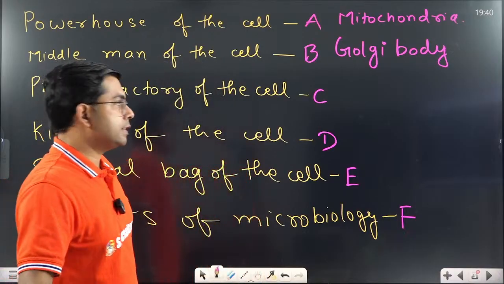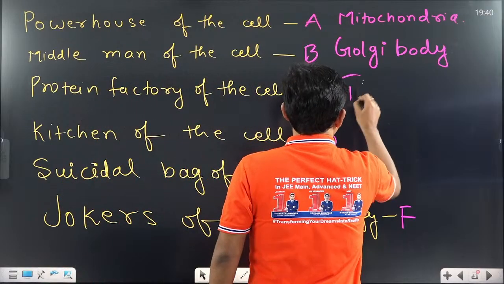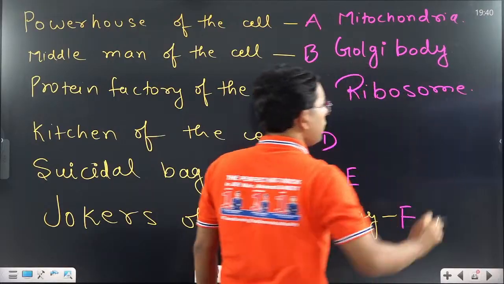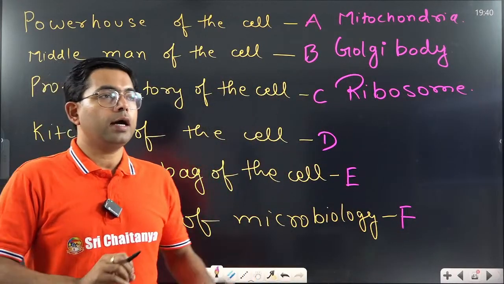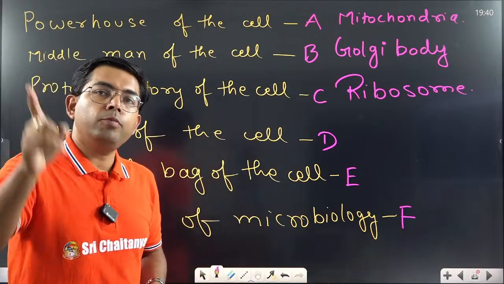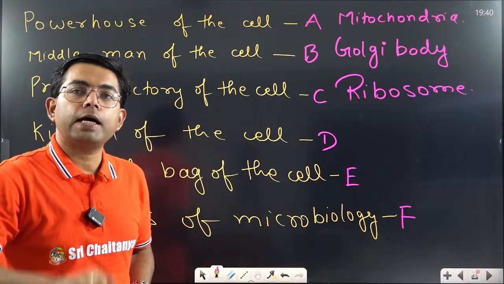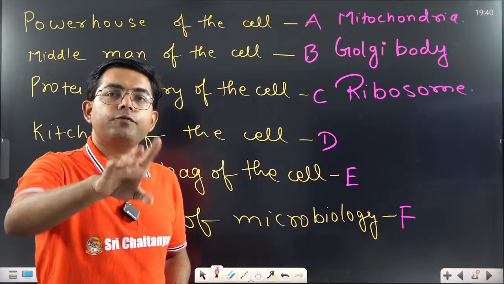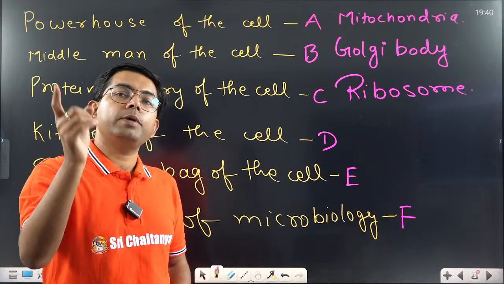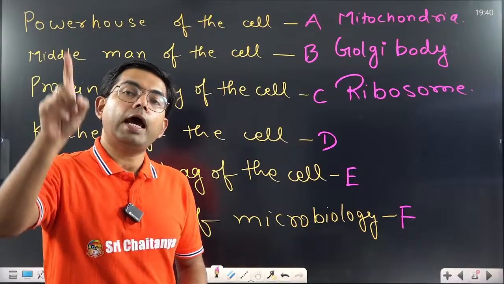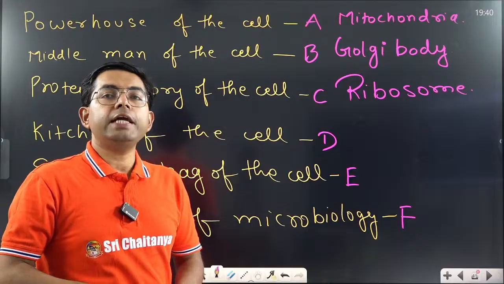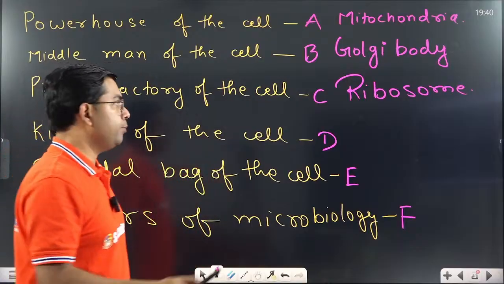Protein factory of the cell is called ribosome. Now here one more thing that many of you are also writing, rough endoplasmic reticulum. See, ribosome is present on rough endoplasmic reticulum. That's why rough endoplasmic reticulum is forming protein. So for the function of formation of protein, if you have ribosome in the option, always go with ribosome, right? So protein factory of the cell is ribosome.